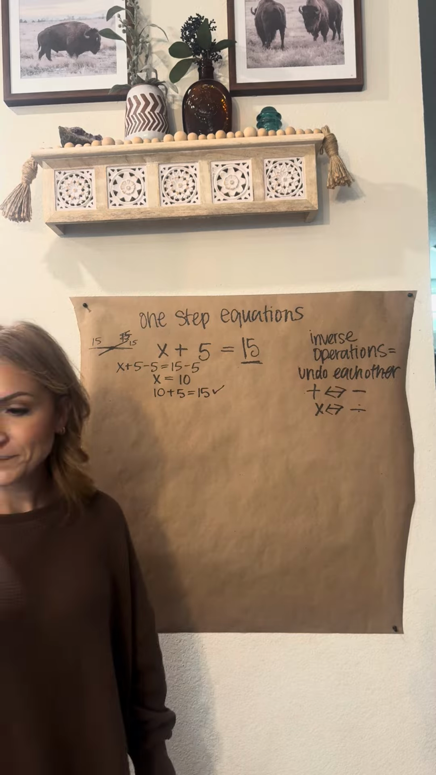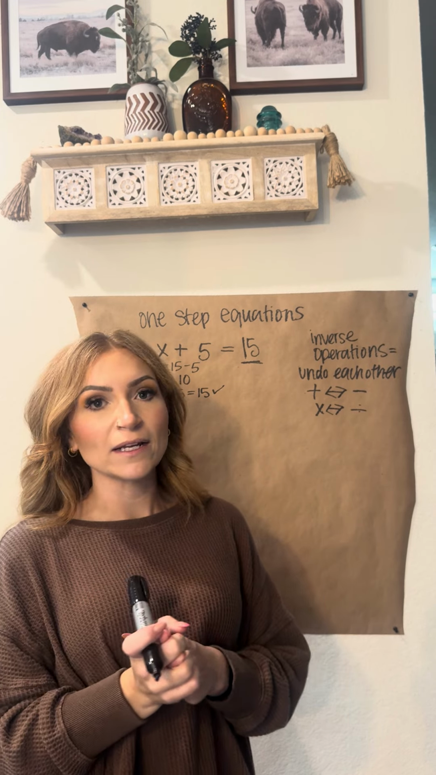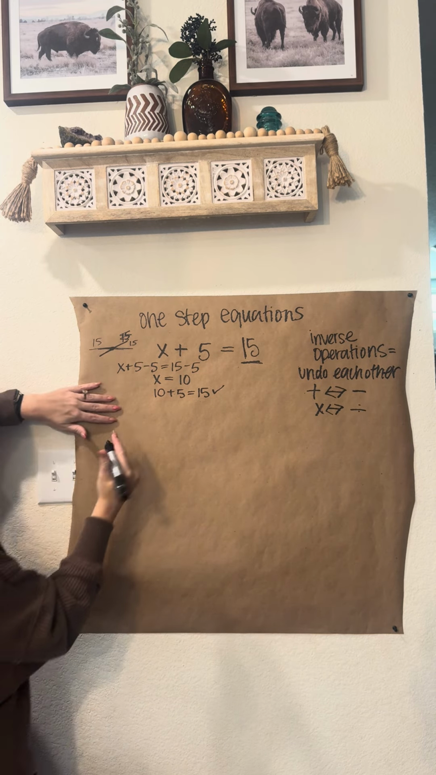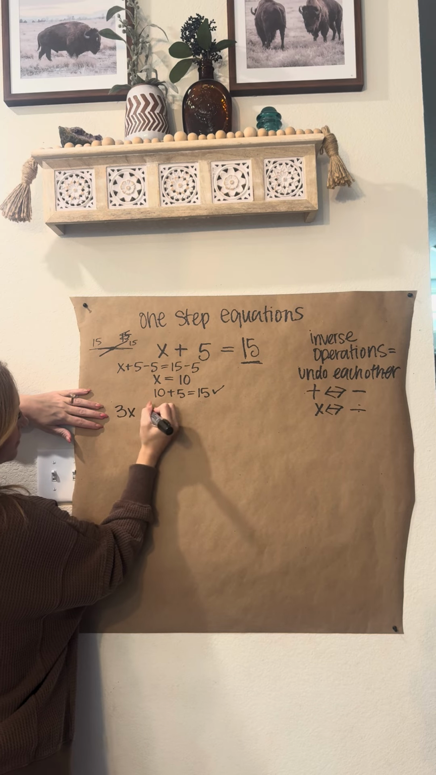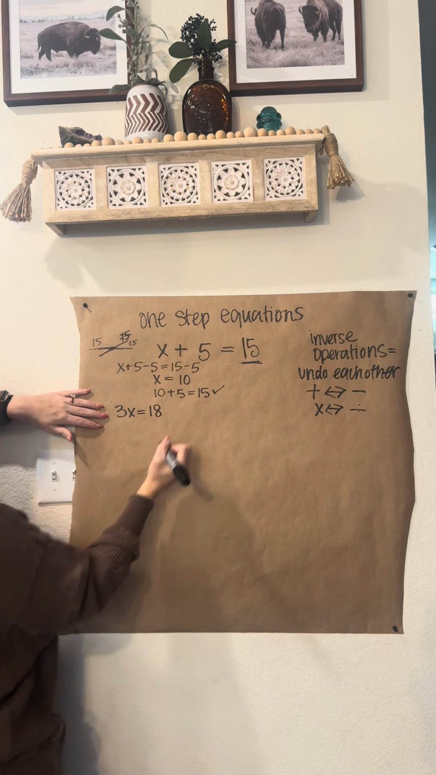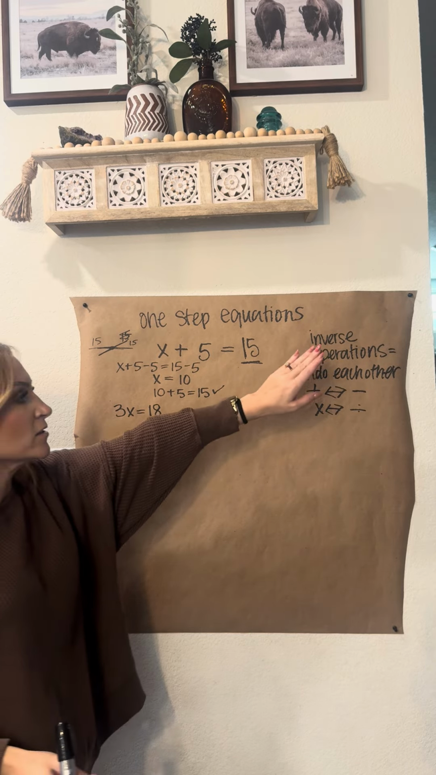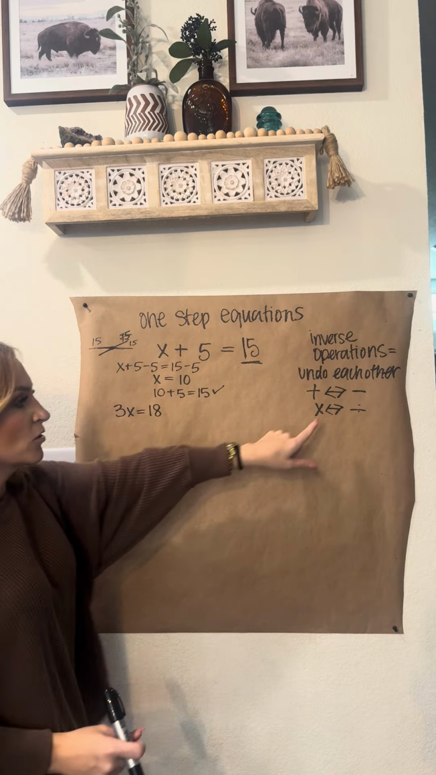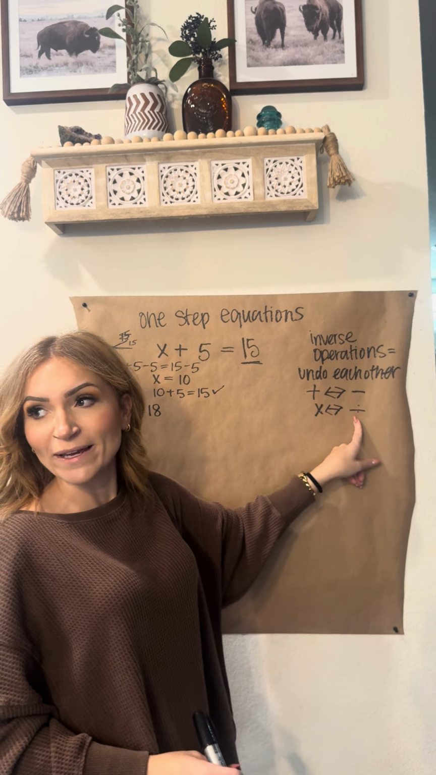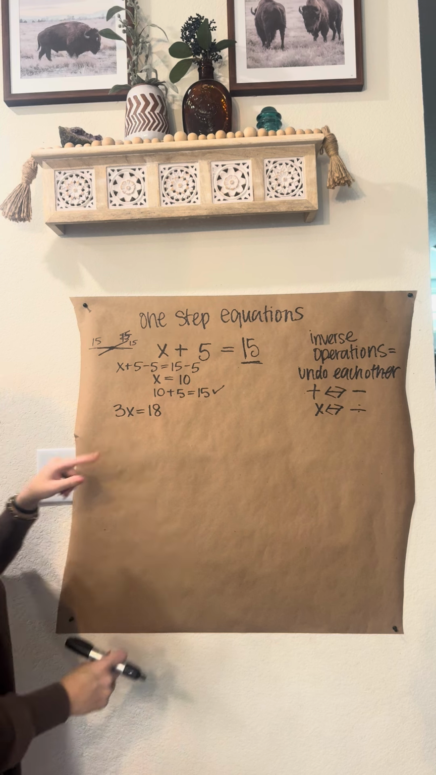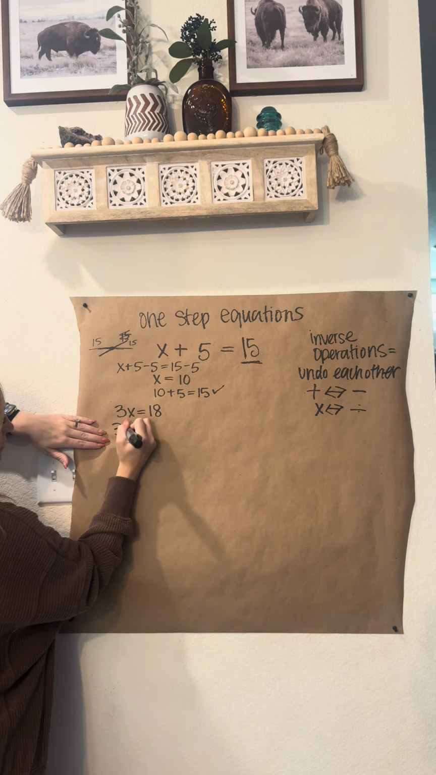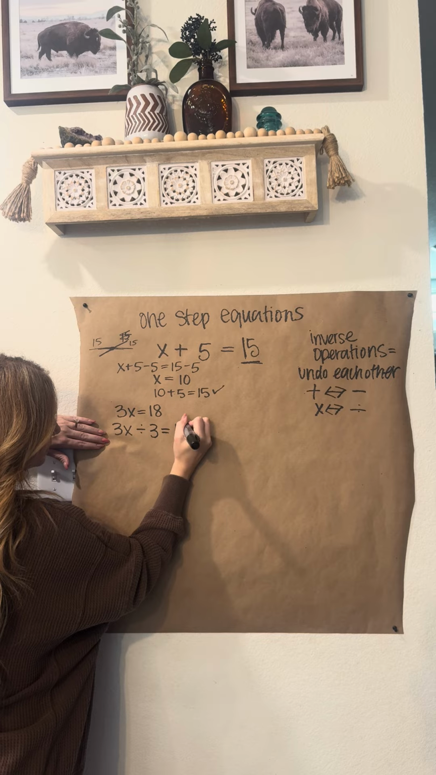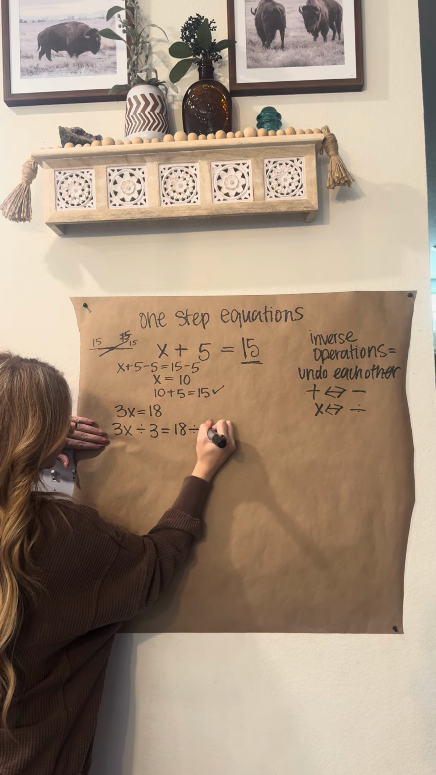Let's do one more. Let's make it a little bit more complicated. Let's do a multiplication one. So let's do 3 times x equals 18. So the first thing we need to look at is our inverse operation. We have multiplication over here, right? So what do we need to do? Right? We need to do division. So we're going to take 3 times x divided by 3 equals 18 divided by 3.